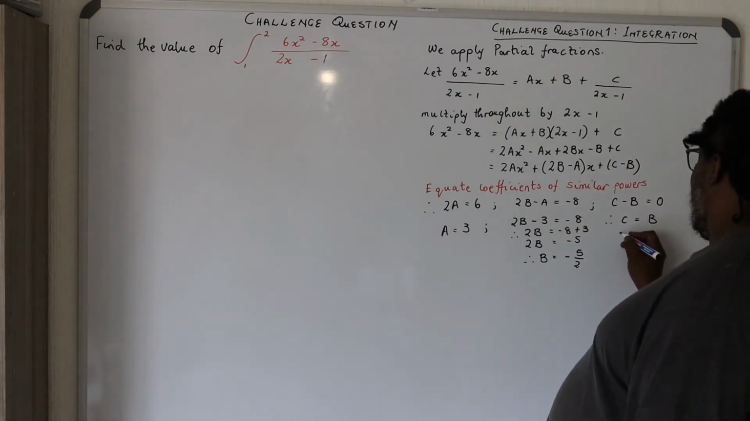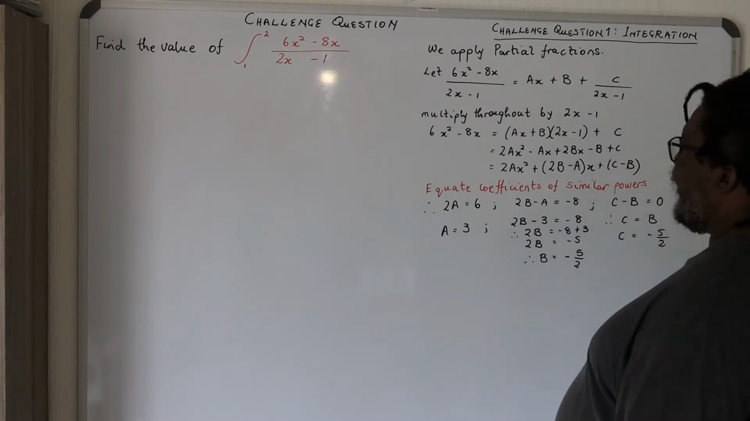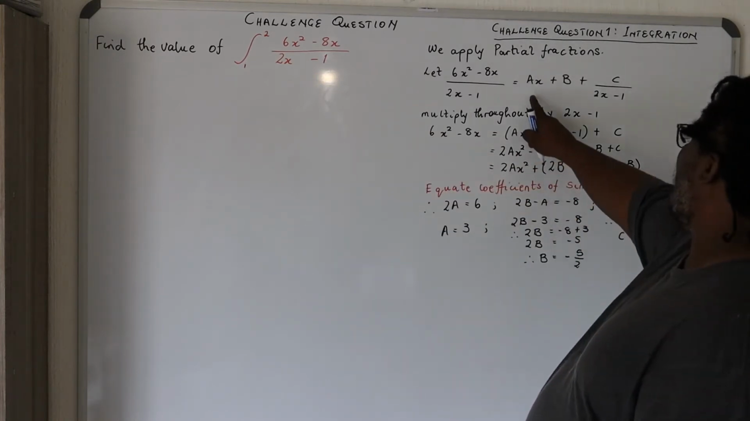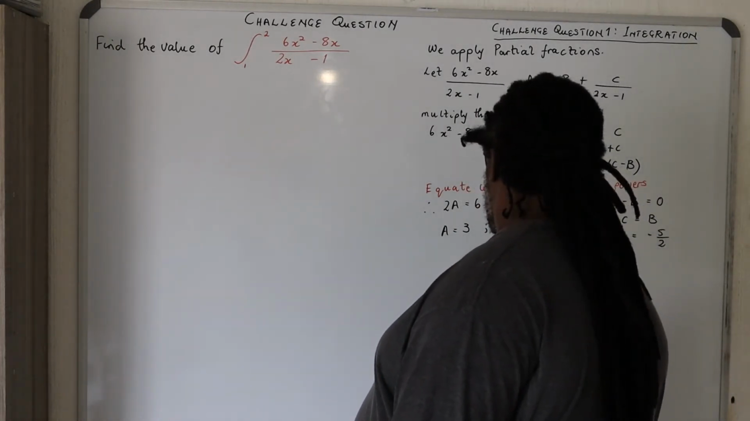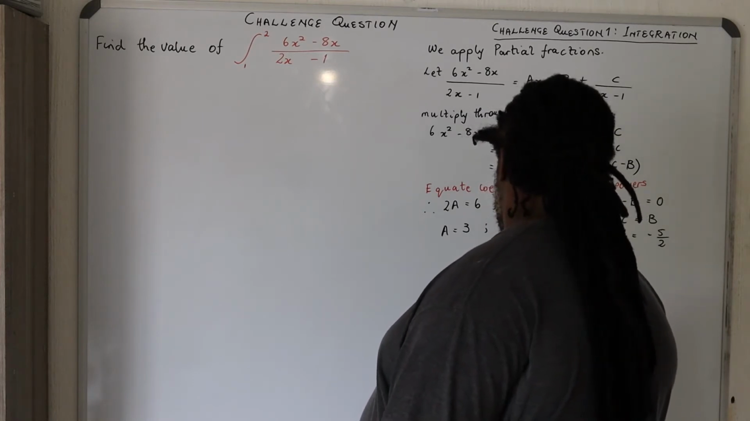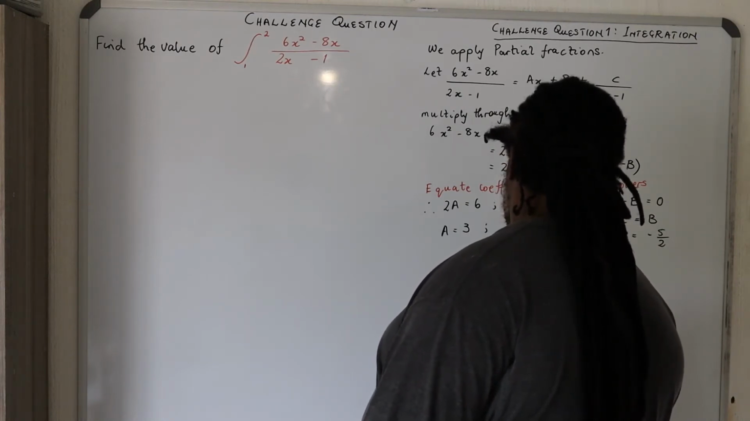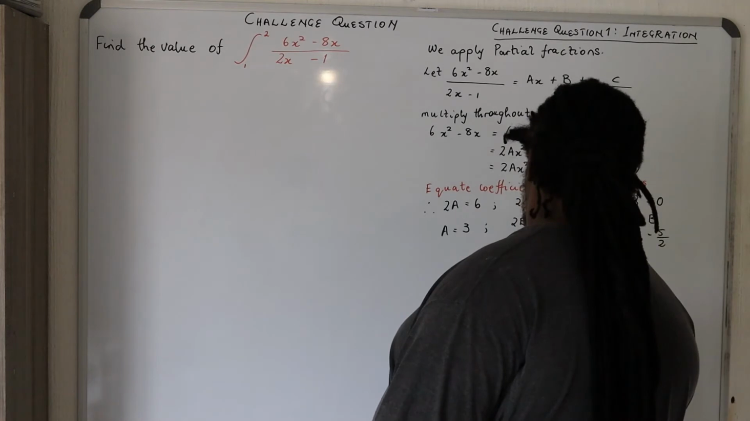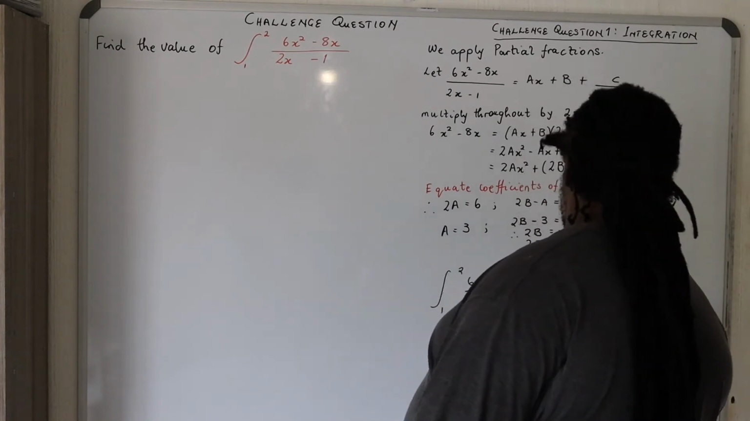So from here, we can conclude that c is also equal to minus 5 over 2. So then we write our integral in this form. We say the integral from 1 to 2 of (6x squared minus 8) over (2x minus 1) equals the integral from 1 to 2, all in closed brackets.